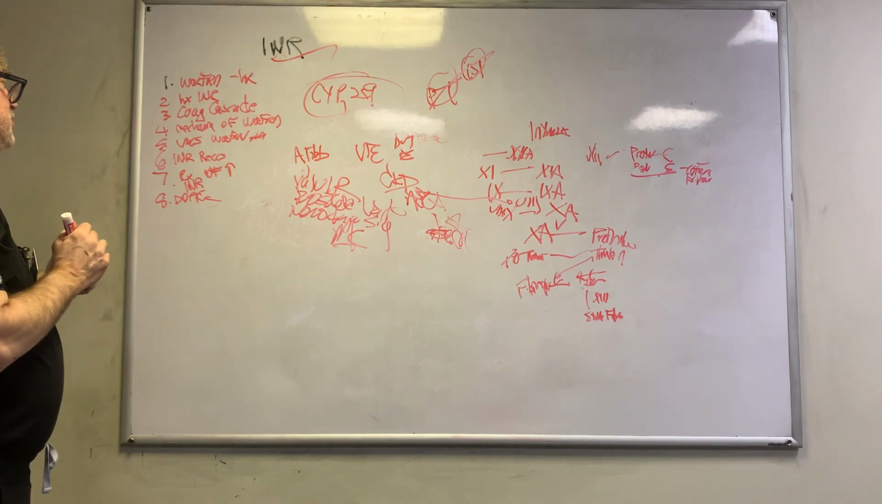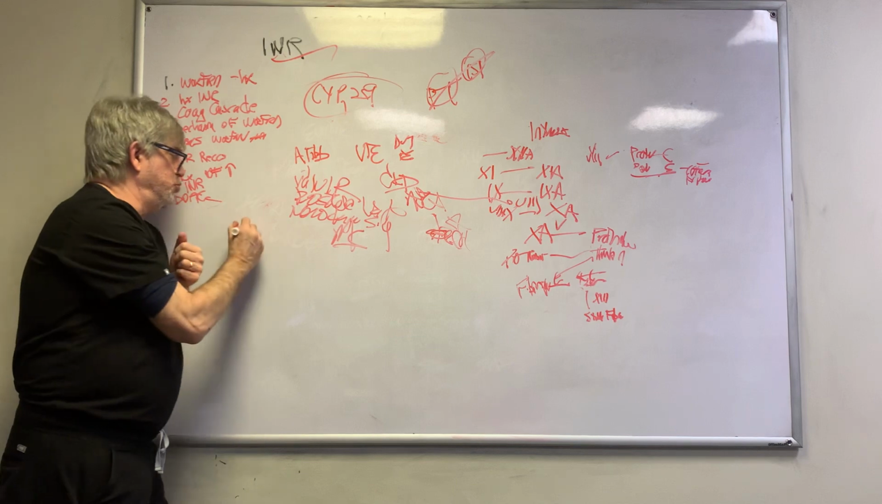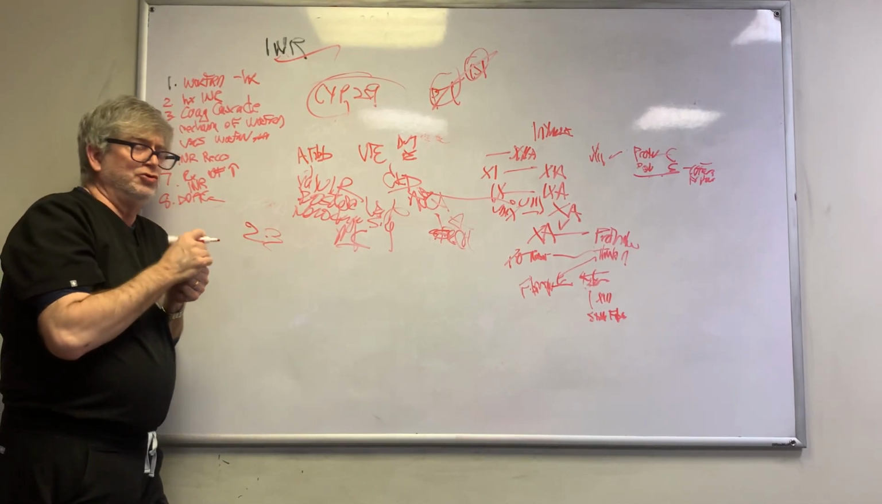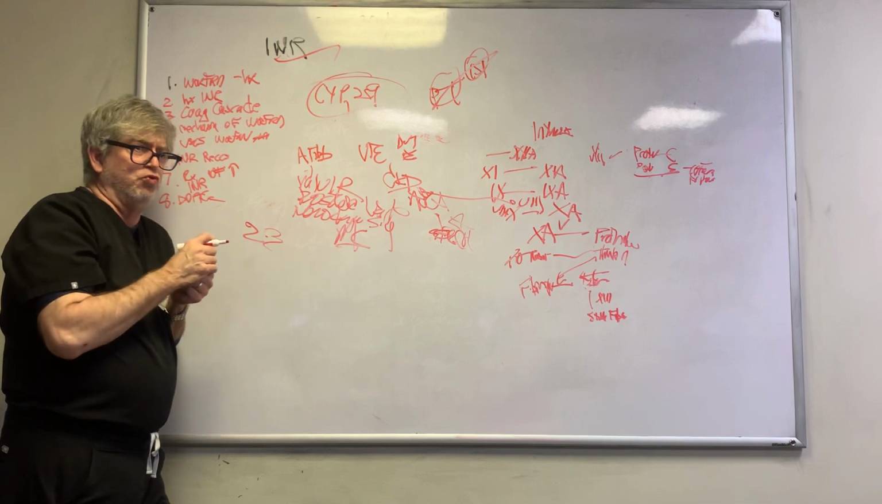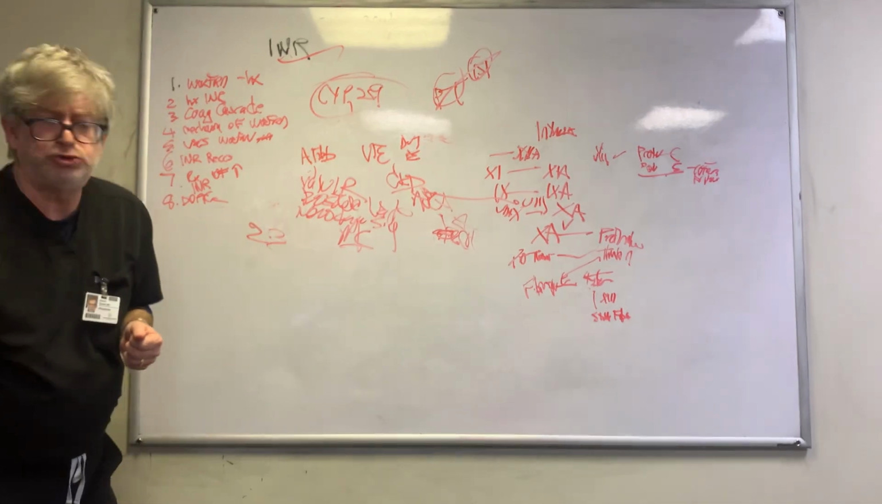Okay, so how do you handle an INR? Overall, the recommendation is 2 to 3. That's where you want the INR. Okay, there's really no great evidence of treating for an INR under 2, and it's been studied.